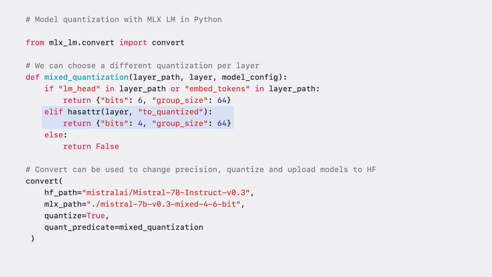This is done by passing a quantization predicate function, a small function that receives each layer and returns the quantization parameters to use for it. Everything else works exactly the same. We call convert, pass the Hugging Face path and local output directory, and MLX handles the rest, including downloading the model and saving the quantized result. This fine-grained control is especially useful when you're experimenting with model compression or trying to find the best trade-off between performance and accuracy.